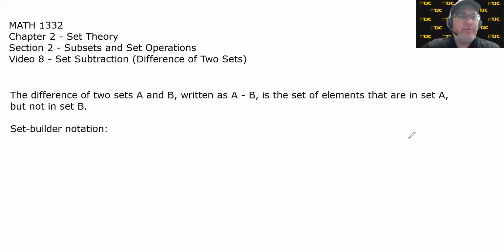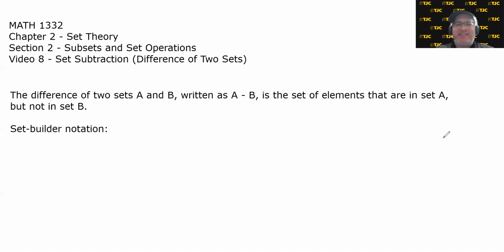Math 1332, Chapter 2, Set Theory, Section 2, Subsets and Set Operations, Video 8, Set Subtraction, also known as difference of two sets. So far, we've learned three set operations. One, a unary operation, taking the complement of a set within a universal set. Two and three are binary operations: the intersection of two sets, meaning what they have in common, and the union of two sets, meaning that we join two sets together to make a larger set. Well, usually a larger set, but it can't be smaller.